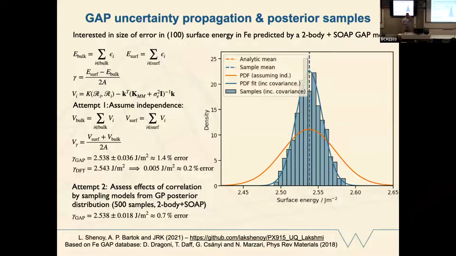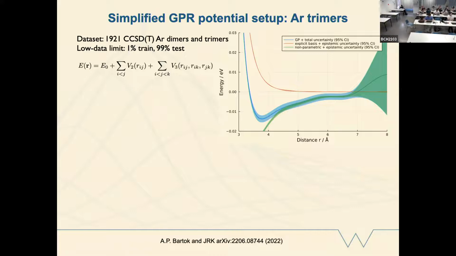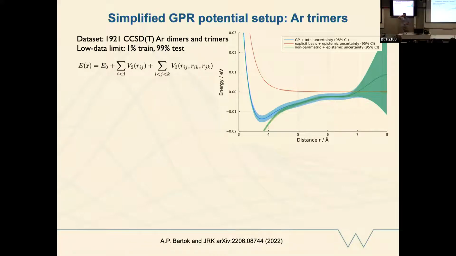To look at correlation effects and simplify things, I've made a simple example, pretty much specifically for this workshop. I hope it's going to be useful to discuss it together with Albert: a bunch of diamonds and triangles. I put more details in the paper that I uploaded yesterday. Essentially, we have a 2-body plus 3-body model. We're training it on a very small amount of data, and holding back almost all of it for testing, so that we can say something about how useful the error estimate is.